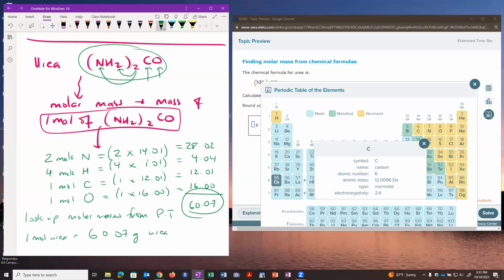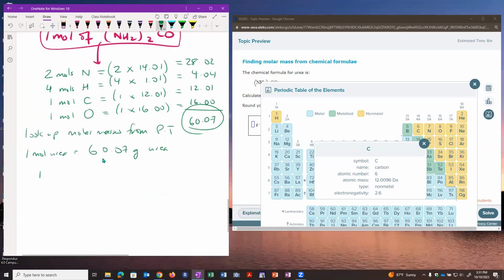Another way of stating that is that the molar mass of urea is 60.07 grams per mole, right? Or sometimes you'll see 60.07 grams times moles to the -1. That means the same thing. It's just a different way to represent the same unit for molar mass, which is grams per mole.